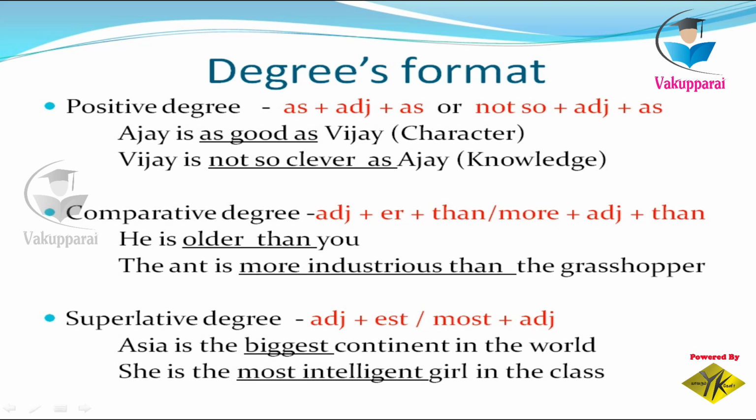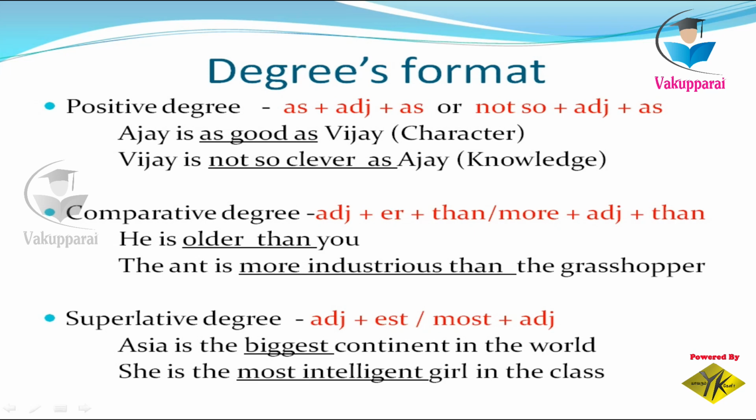Here Ajay and Vijay are compared according to their knowledge. So when comparing their knowledge, Vijay is not so clever as Ajay. According to their knowledge, Vijay is not as clever as Ajay, but character wise they both are equal. So in the first sentence I use the format as plus adjective plus as, that is as good as, and in the second sentence I use the format not so plus adjective plus as, that is not so clever as.